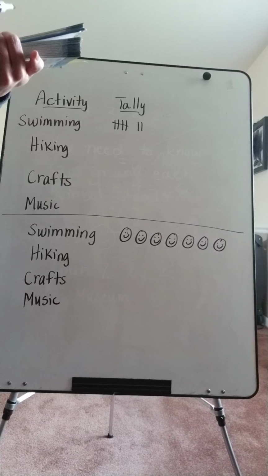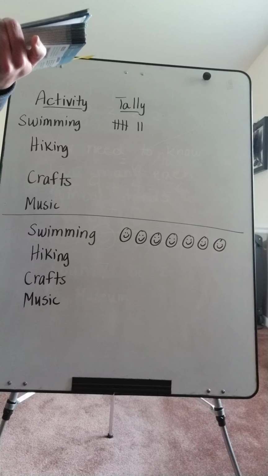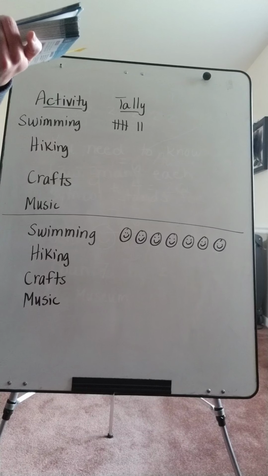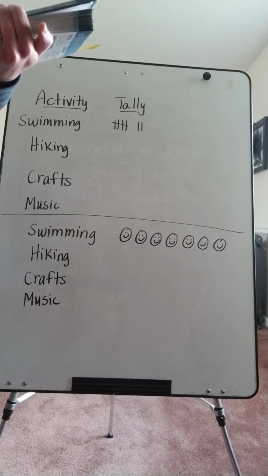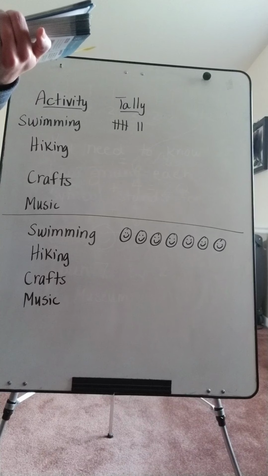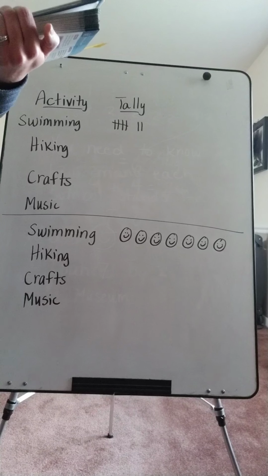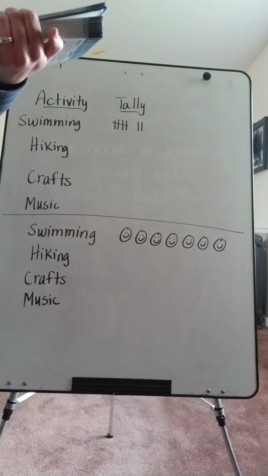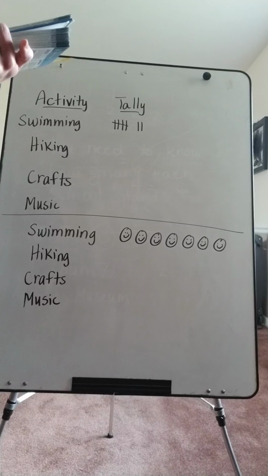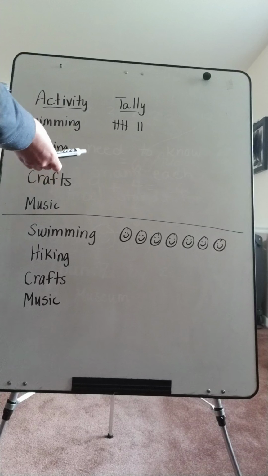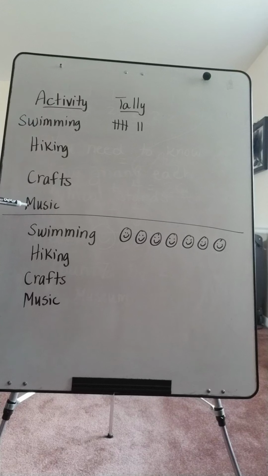All right. At the bottom, it says friends voted on their favorite camp activities. 7 chose swimming, 4 chose hiking, 6 chose crafts, and 2 chose music. Use the data to complete the tally chart and picture graph. So I listed the activities, and then they gave you swimming. So they tell you that 7 kids chose swimming. So we put 7 tally marks.